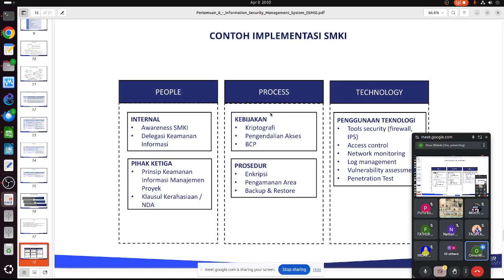For process, basically we can create policy and procedure. This is not that expensive. The hardware is expensive. Policy and procedure is not expensive, but we need to invest in this a little bit. A lot of these things we need to invest in people, especially the internal. We need to create awareness, create a group for cybersecurity and so on.